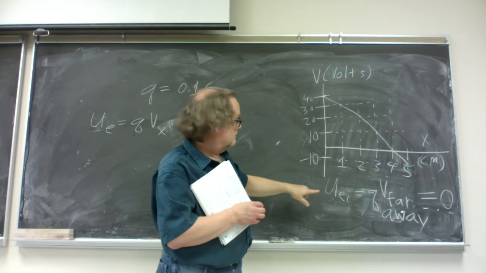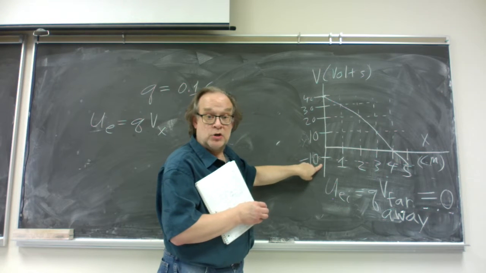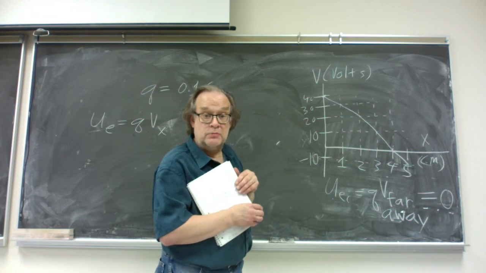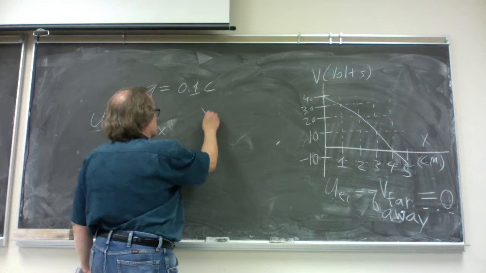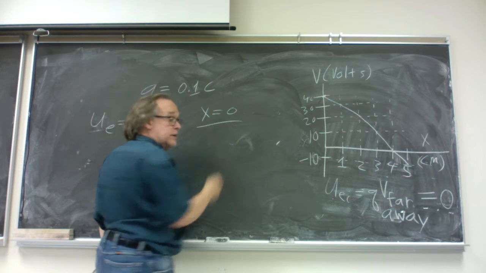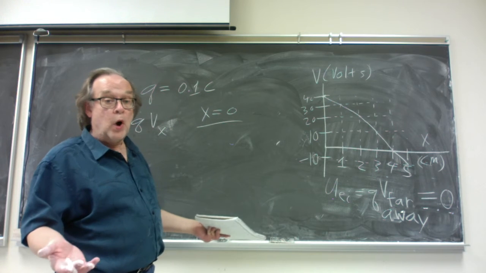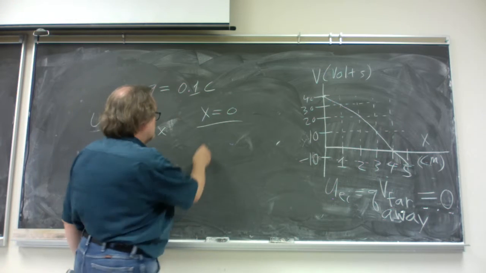So we say that when at x equals 0, when it starts out moving to the right, it has a little bit of kinetic energy, and that kinetic energy we'll say is just 1 joule.